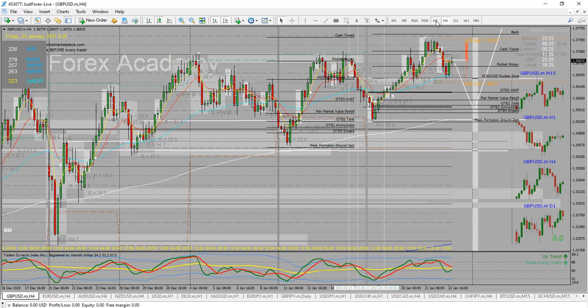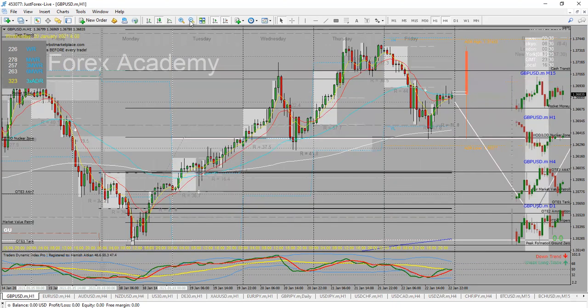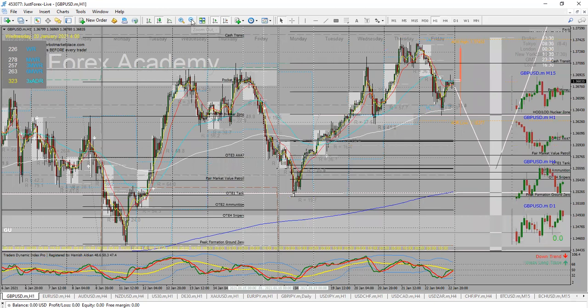Then let me just make a structure of the three-bar pattern using the H1 chart. This is how I use it. This was on Friday of the previous week. The high of that day is this one. The low of that day is this one.